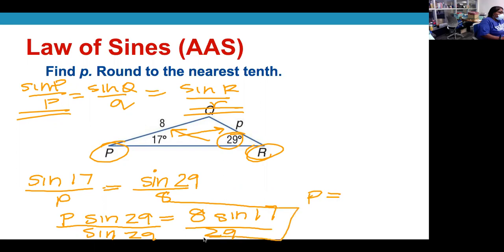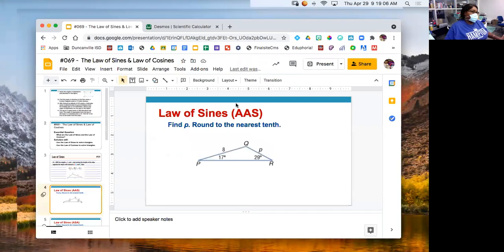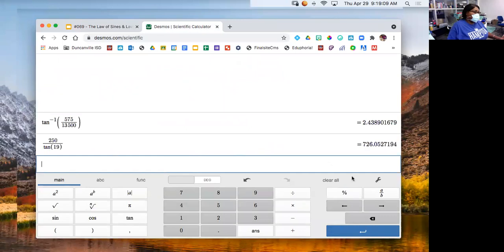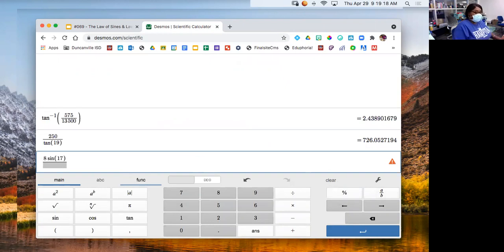What I see here is exactly what I'm going to put in my calculator, and I'm going to write it down. So let's go to the calculator and we'll come back to this. Okay, so I'm going to put my fraction in the numerator. I'm going to put 8 sine of 17. And in the denominator, I'm going to put 29.